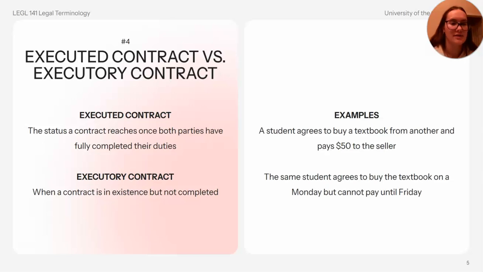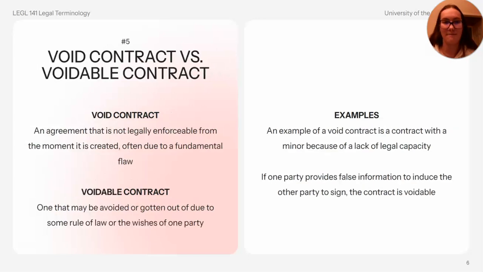Executed contract is the status a contract reaches once both parties have fully completed their duties. So an example would be a student agrees to buy a textbook from another and pays $50 to the seller, completing the contract. An executory contract is when a contract is in existence but not yet completed. For example, the same student agrees to buy the textbook on a Monday but cannot pay until Friday, therefore the payment is not done.